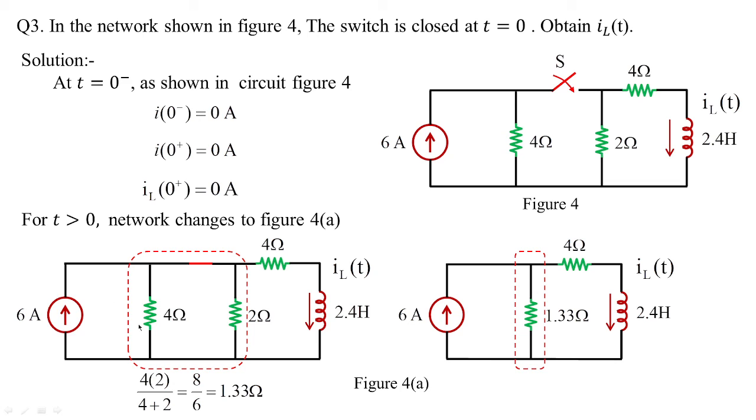I have just changed this circuit to this circuit because my intention is to find out the IL of t in the 2.4 henries, and the 6 amperes is kept as it is. Only this parallel arrangement of 4 and 2 is changed to 1.33 ohms. I hope you understood this step. What I require is IL of t, the inductor current. So I'll do that, and this is a small alteration.